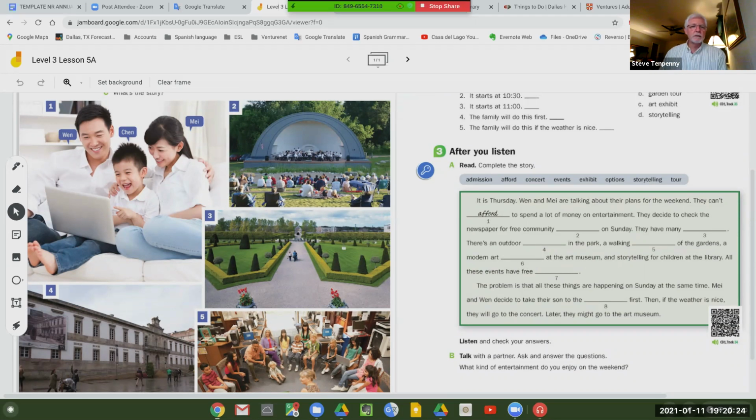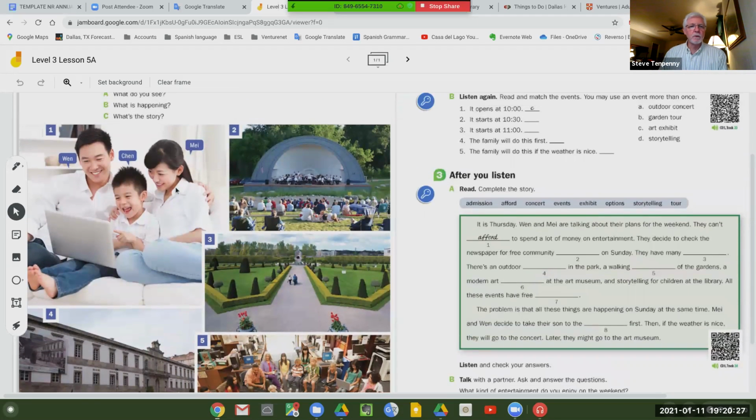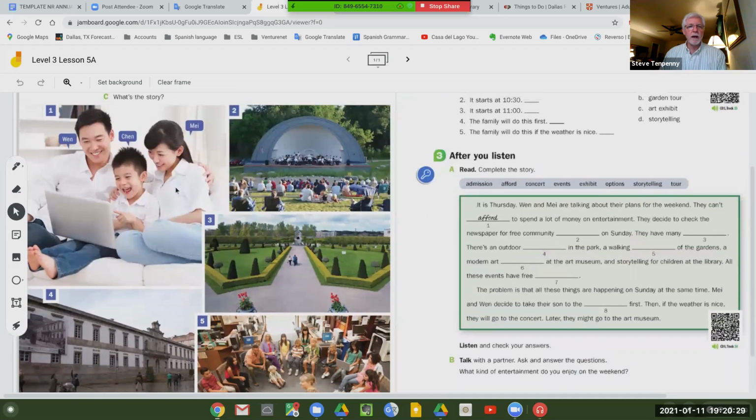What do you see in picture number 1? What do you have here? Do we have a family? Okay, looking at the computer, very good. Yes. We have a family. We have a mother, a father, and a young son. And yes, they are looking at their computer.